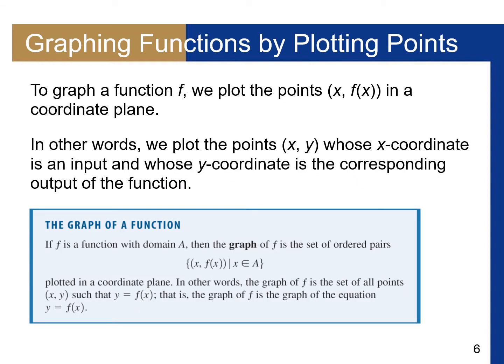To graph a function, we plot the points x and f of x, that's your x and your y, in a coordinate plane. We have an input whose y coordinate is the corresponding output. So our input and output. And here we have our set notation that says x comma f of x, which is your x and y, such that x is an element of A, and that's the domain.